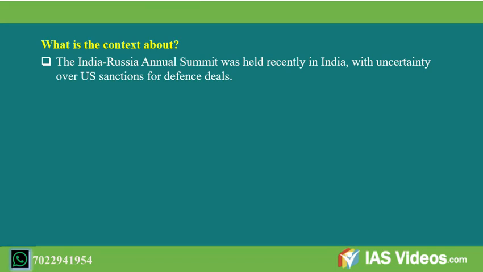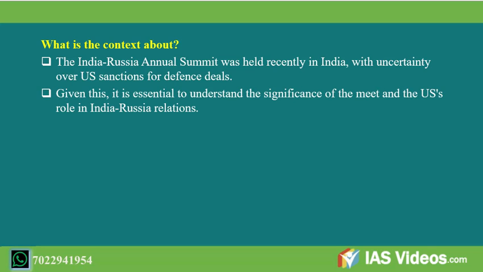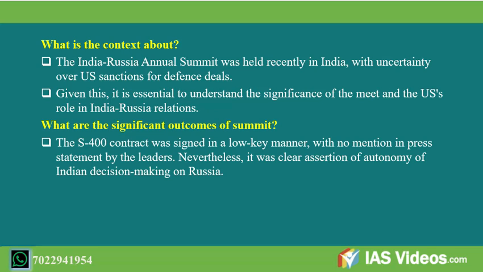The India-Russia Annual Summit was held recently in India with uncertainty over US sanctions for defense deals. Given this, it is essential to understand the significance of the meet and the US's role in India-Russia relations. What are the significant outcomes of summit? The S-400 contract was signed in a low-key manner with no mention in press statement by the leaders. Nevertheless, it was clear assertion of autonomy of Indian decision-making on Russia.